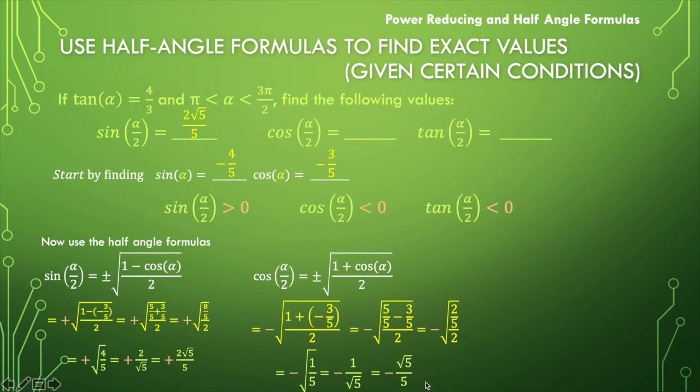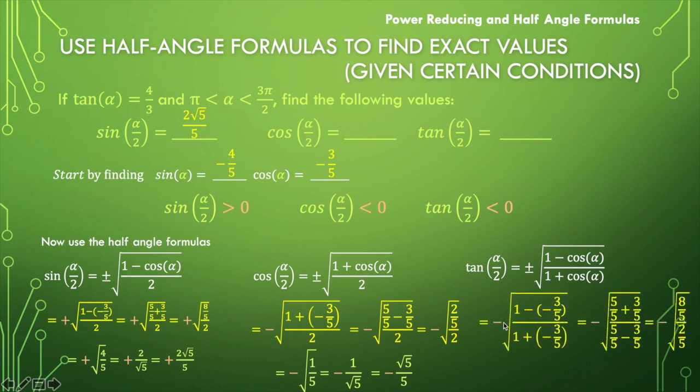Now let's go ahead to tangent of alpha over 2. Same idea. We have our formula, and we know that tangent of alpha over 2 in this case is going to be negative, so we will select our negative value here. We already know cosine of alpha is negative 3/5, so we're going to put that here and here. So we end up with something that looks like this. Negative square root of 1 minus negative 3/5 over 1 plus negative 3/5.